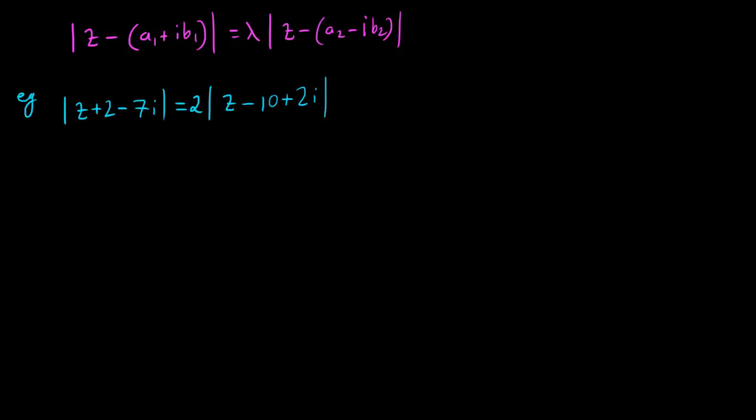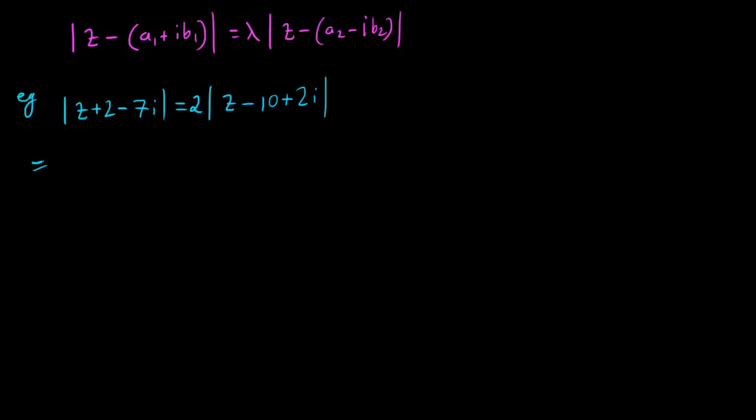Let's do an example. So we have a question: the modulus of z plus 2 minus 7i equals 2 times the modulus of z minus 10 plus 2i. Since there is a number outside the modulus, we cannot be sure that this is a perpendicular bisector or a circle. So for that we have to break this down in the Cartesian format.